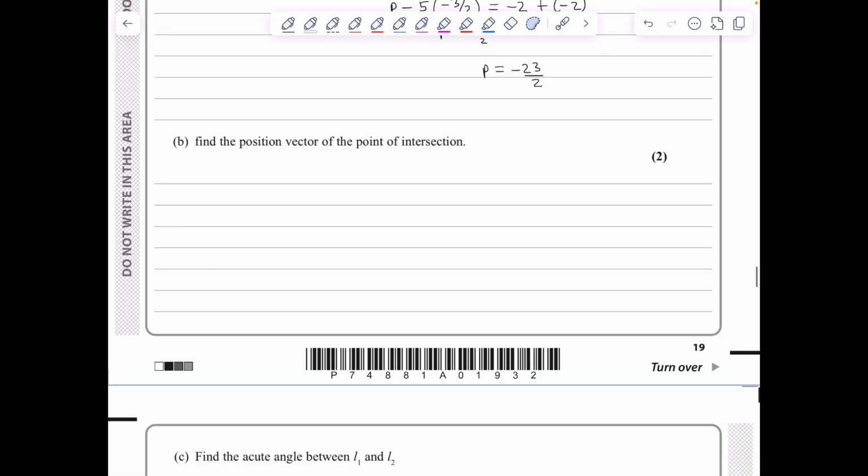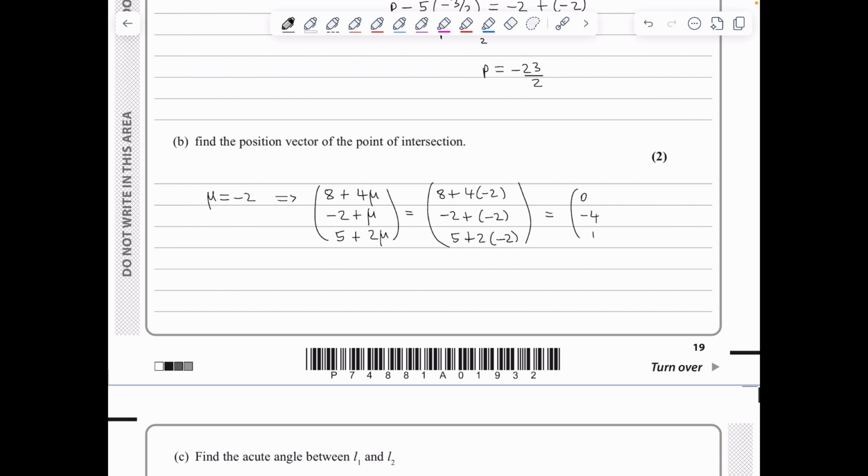In part B, we're asked to find the position vector of the point of intersection, which means I can take either the value of lambda we obtained or mu and substitute into the corresponding equation to determine the position vector of the common point of the two lines. So I'm just going to take mu is negative 2, it's just a nicer number, it's an integer. So if mu is negative 2, I will be substituting here, which leads to 8 plus 4 times negative 2, minus 2 plus negative 2, and 5 plus 2 times the negative 2, and this when evaluated gives me (0, negative 4, 1), which is the position vector of the point of intersection of the two lines.